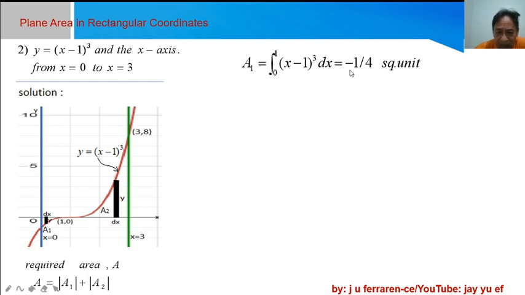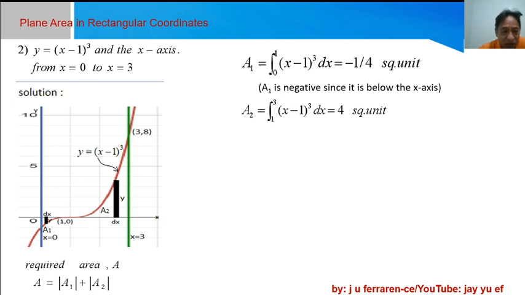Why is the result negative? Because the area is found below the x-axis. Some may place a negative before the integral, so that you put your area as a positive area. The negative here only indicates the position of your region with respect to the x-axis. Now, expect that A2 is a positive result. Why positive? Because your area is found above the x-axis.